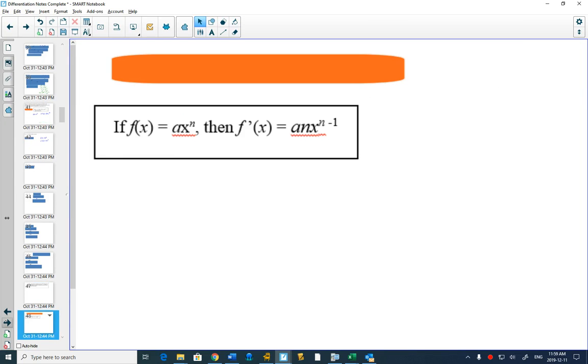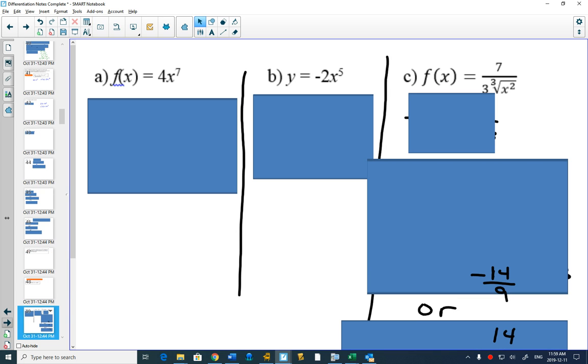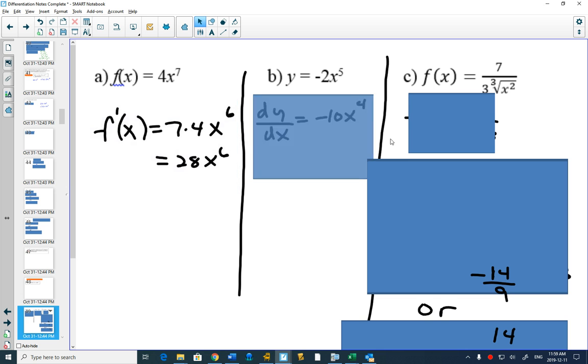And like you predicted already, on the next page they have rule 2, which is basically rule 1, just with a number in front. So if you'd like, you can work on the next ones before the bell goes. I'll put the answers up so you can see them on the internet later.